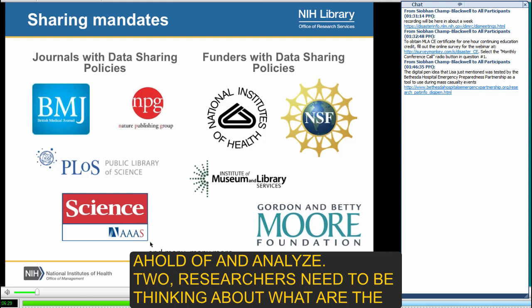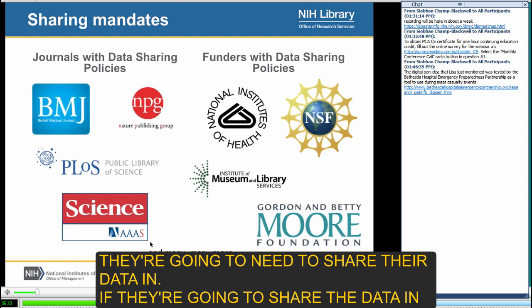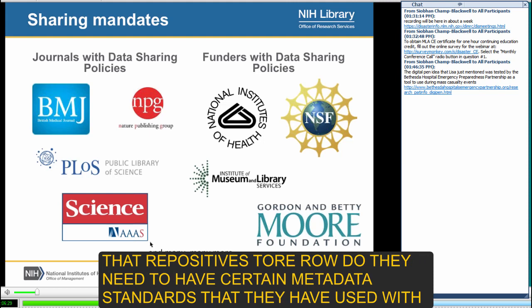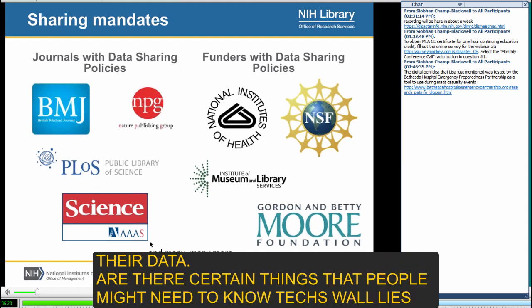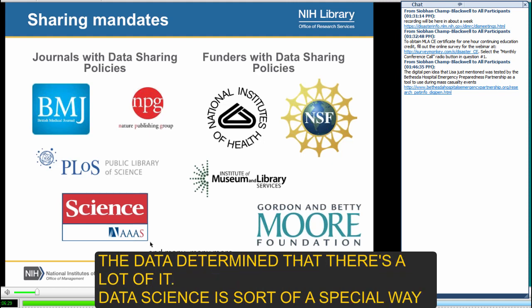And two, researchers need to be thinking about what the implications are for them in terms of sharing. Do they know what kind of repository they're going to need to share their data in? If they're going to share that data in that repository, do they need to have a certain metadata standard that they have used with their data? Are there certain things that people might need to know to contextualize this data? So there's a lot of thought that has to go into data collection on the front end if you're going to plan to be sharing. And so those are definitely, like I said, things that researchers should start to be thinking about now, and that librarians who work with researchers can assist with and maybe encourage researchers to start being more aware of.